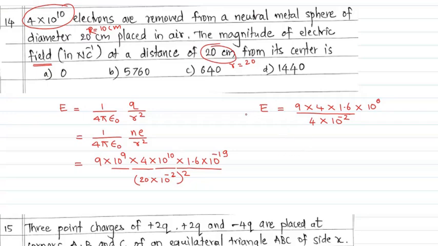So now simplify. You will have, 4 gets cancelled. So 10 raised to minus 2, if it comes to the numerator, it will be plus 2. 1.6 into 9, 16 9s are 144, means you will have 14.4 into 10 raised to 2. Now shift the point, you will have answer 1440. So option D is the answer. Clear students?